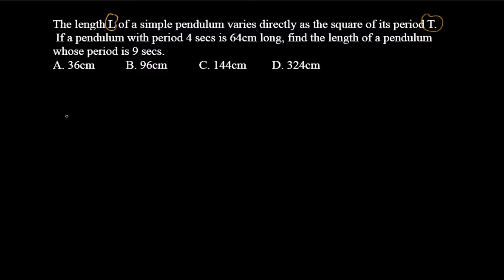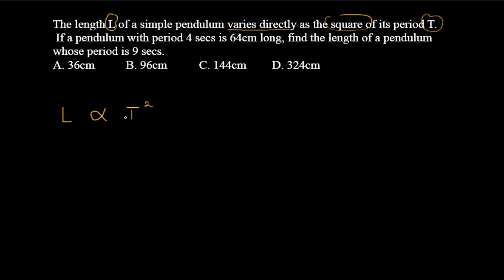So what I have here is L. It says L varies directly as the square of its period. Since it's a direct variation, it has to be t. But it says as the square of the period, as the square of t. So it varies directly as t squared. So this is how to decipher the statements here.